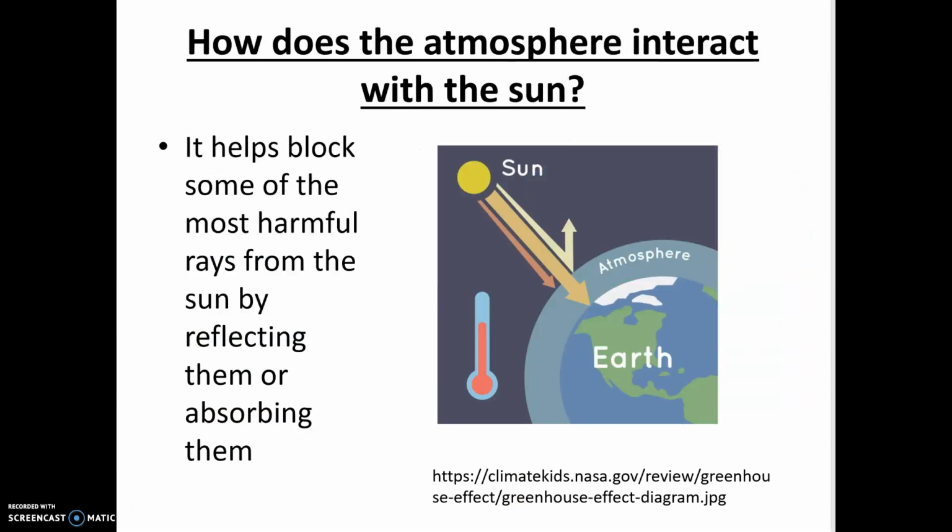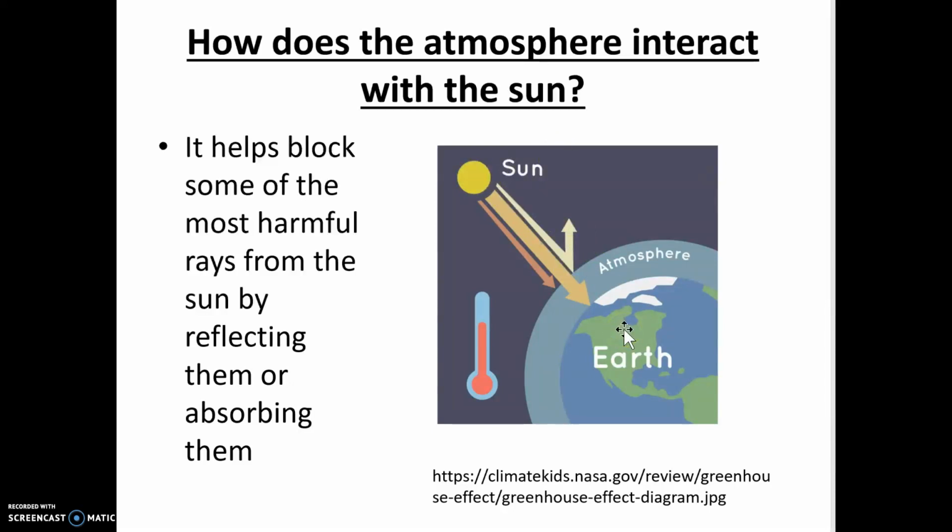How does the atmosphere interact with the sun? The atmosphere helps block some of the most harmful rays from the sun. They reflect them or absorb them. As you can see in this diagram, the sun emits different kinds of radiation. Some of the radiation actually bounces back into space before it even reaches the Earth.